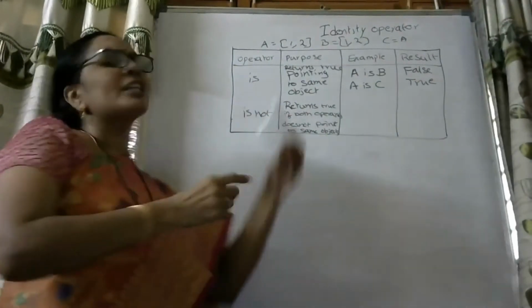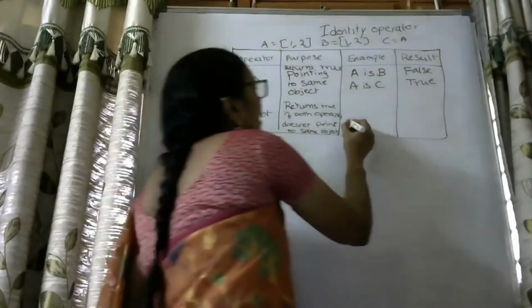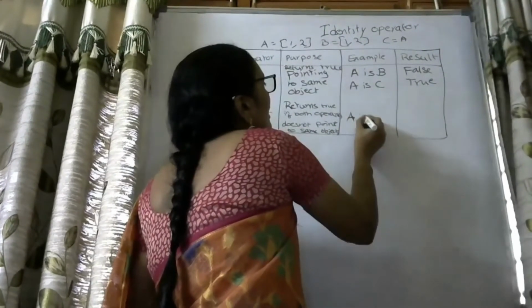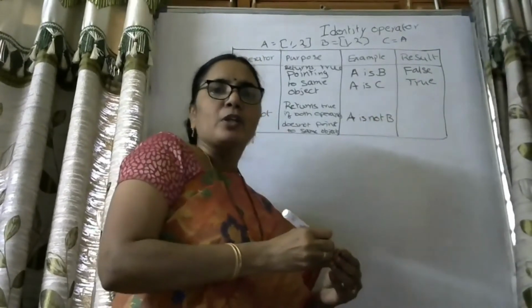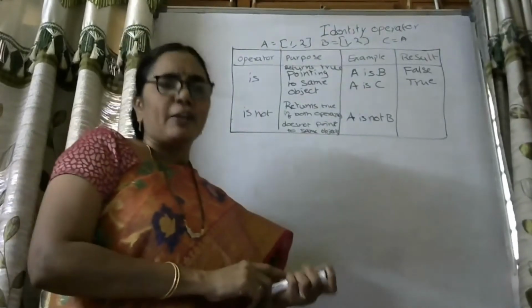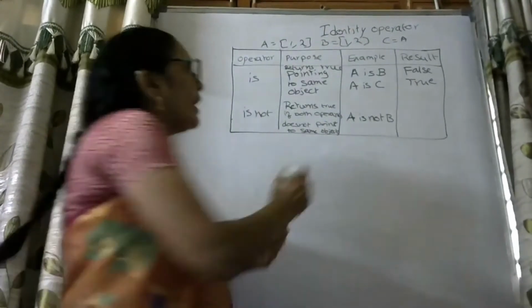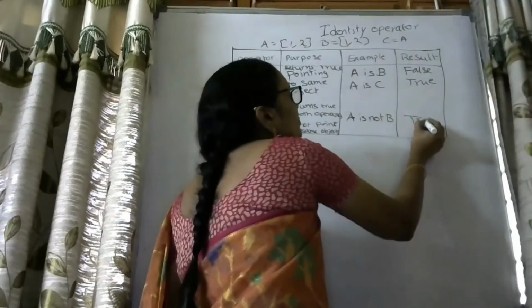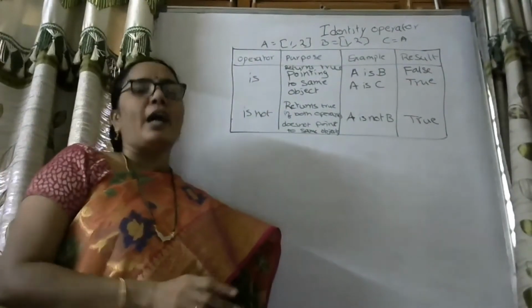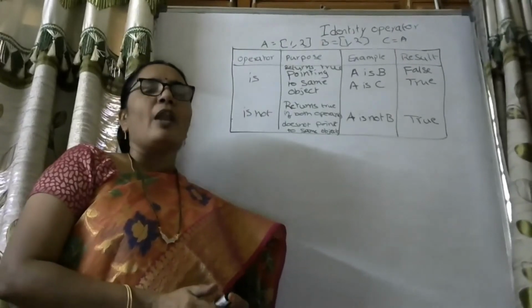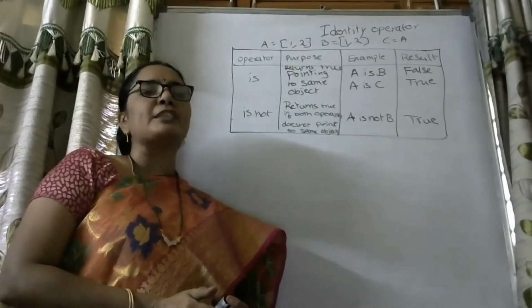Next, is not is opposite to that. If I write A is not B, A and B are different objects, so A is not B becomes true. So this is all about the identity operators. Now let us discuss membership operators.